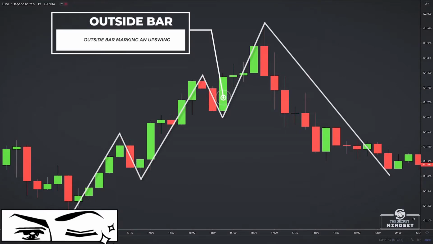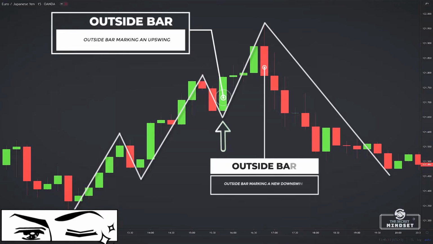The market has been forming regular swings with up bars and down bars. This bullish outside bar broke above the last swing high. There was no up bar. However, as the last swing high has been broken, despite the lack of an up bar, we must recognize that a new upswing has been formed. And here is an outside bearish bar marking a new swing.